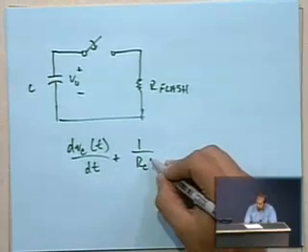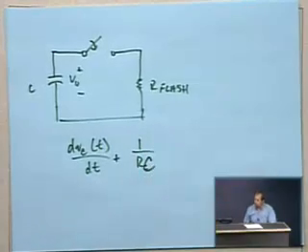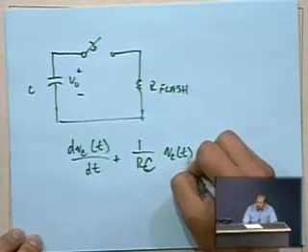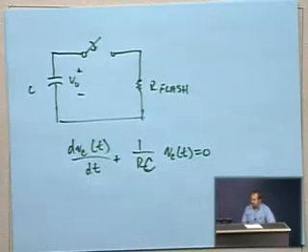I am really not remembering where this comes from. I apologize. But that's a KCL around the loop. Let's see if I can remember where that comes from.